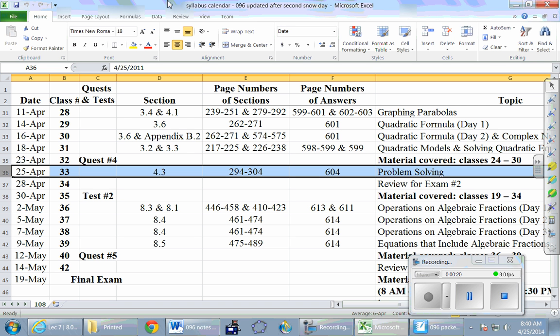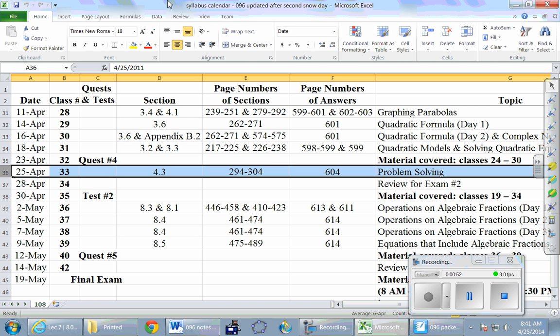And then Monday coming up is our review day for exam number two, or test number two, which is on Wednesday. And that test covers everything since the last test, which was way back like a month ago, classes 19 to 34. So it's a full period thing. It's worth more than the quests are worth. It covers more than the quests cover. And it is happening this coming Wednesday. Any questions on the calendar?